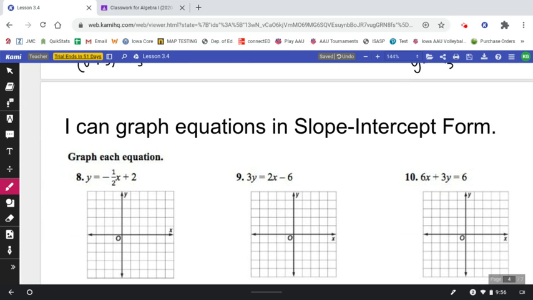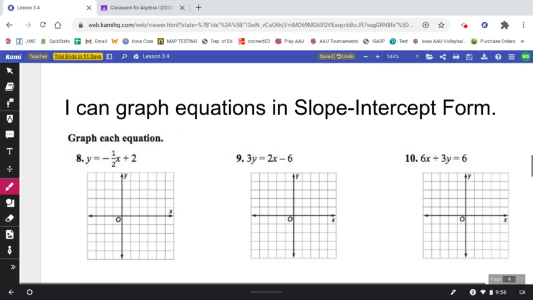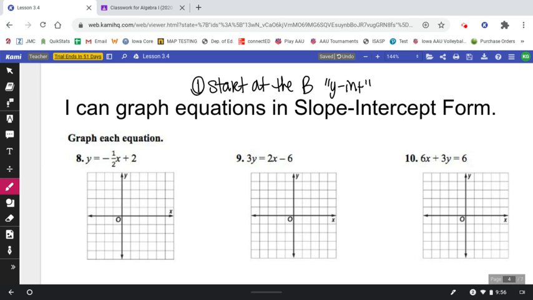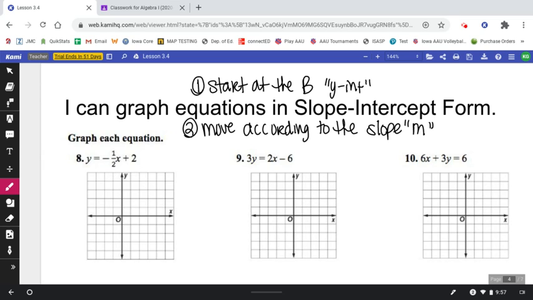I can graph equations in slope-intercept form. So when graphing in slope-intercept form, we're going to start at the b, which is the y-intercept. And then we're going to move according to the slope, the m. And remember that slope is rise over run.